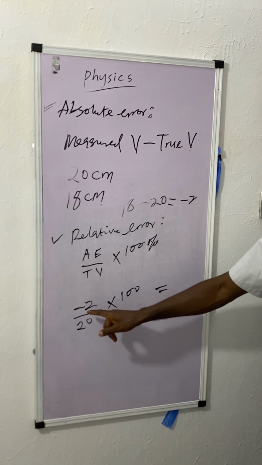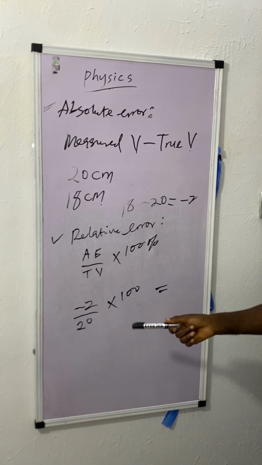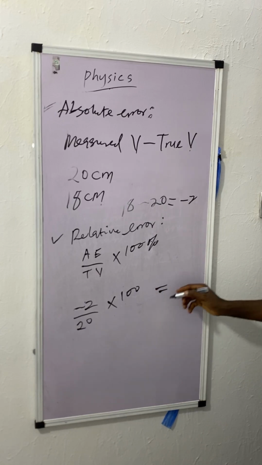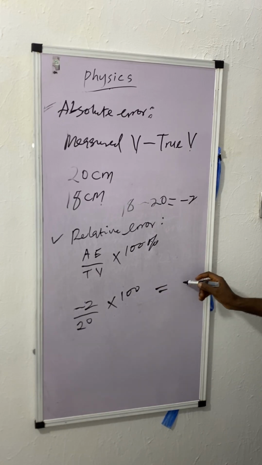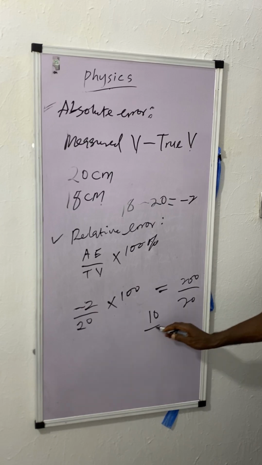If we do minus 2 times 100, we are going to go with the big one, right? With 100, which is plus, right? We are going to have minus 2 times 100. We are going to have 200 over 20. All right. Then we are going to have 10 as our relative error. All right. Is that clear?